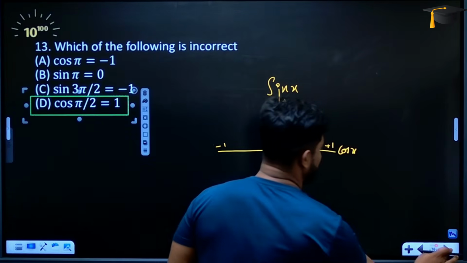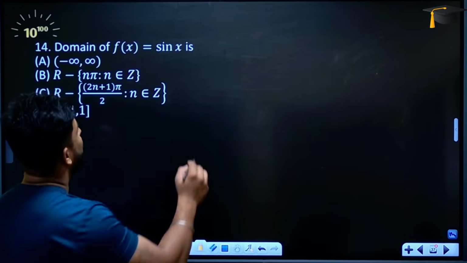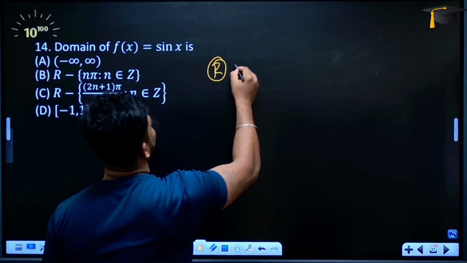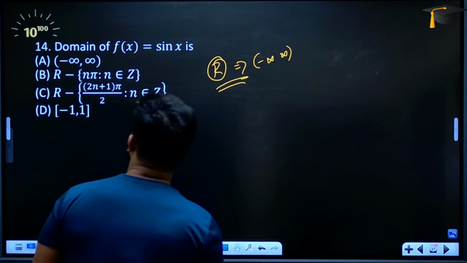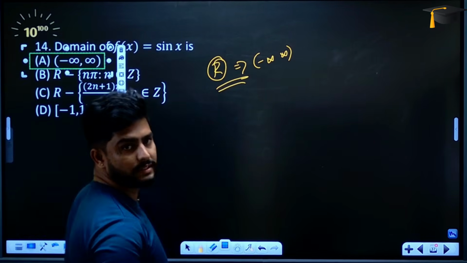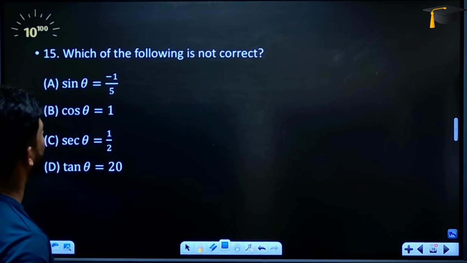Okay, next. So domain of sin x. So domain of sin x ಅಂತ ಹೇಳಿದ್ರೆ, domain of sin x ಒಂದು ರಿಯಲ್ ನಂಬರ್ ಮಕ್ಕಳೇ. ಆ ರಿಯಲ್ ನಂಬರ್ ನಾವು -infinity to +infinity ಅಂತ ಬರೀಬಹುದು. So option A, -infinity to +infinity is the right answer. Okay, next. Which of the following is not correct?